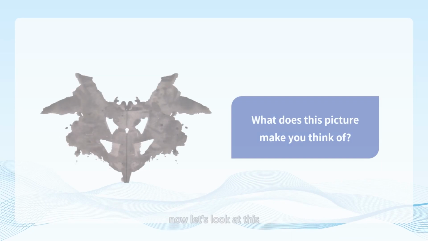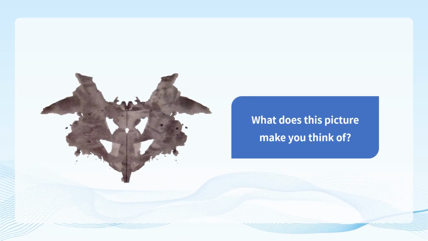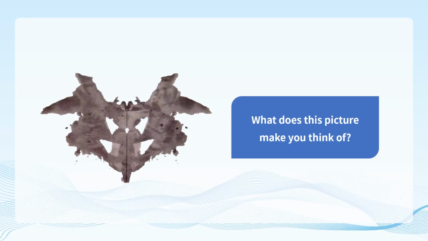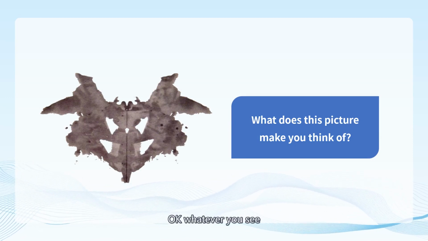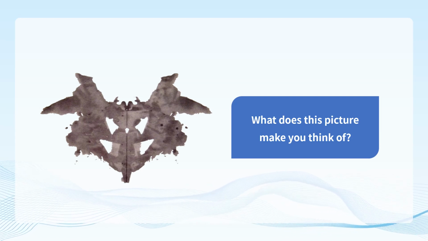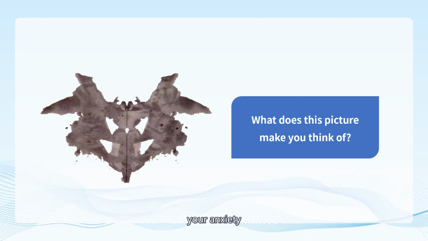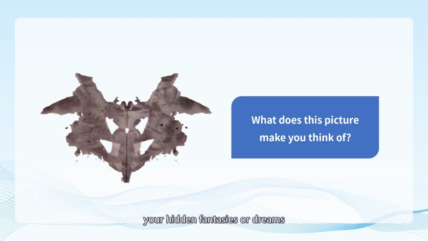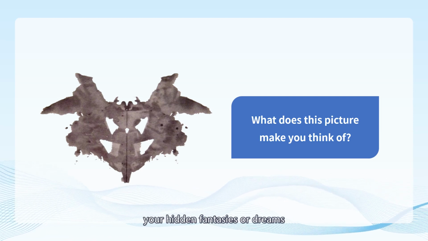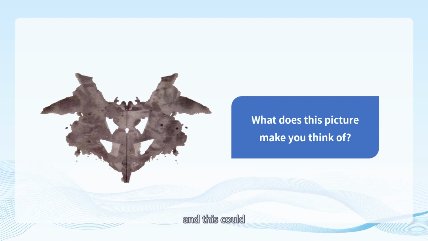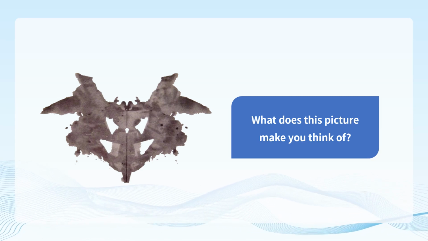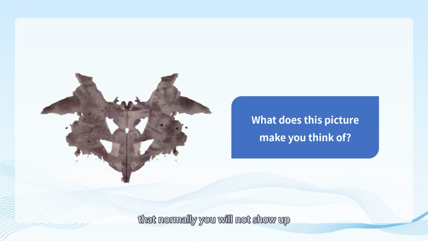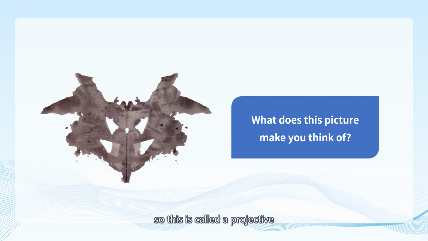Now, what about a projective test? Let's look at this. What do you see in here? This is called a Rorschach picture. Whatever you see reflects your anxiety, your hidden fantasies or dreams. And this could provoke you to think of something that normally you would not show. So this is called a projective test.